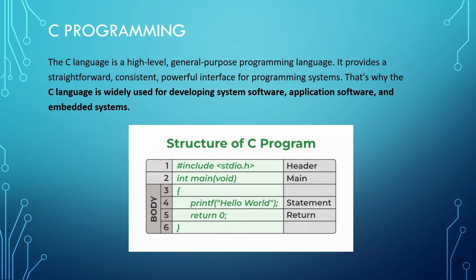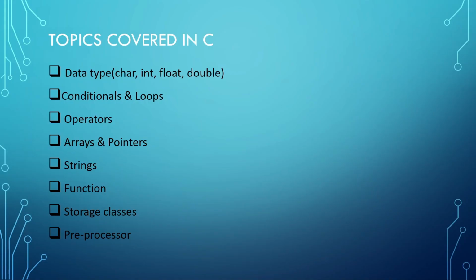Now let us see the structure of a C program. As you can see, there is a header file. So what is header? It is a file that contains set of predefined standard library functions. Main is a primary function that serves as the starting point for program execution. Return: a return statement ends execution of a function and returns the control to the function from where it was called. Now let us see topics covered in C.